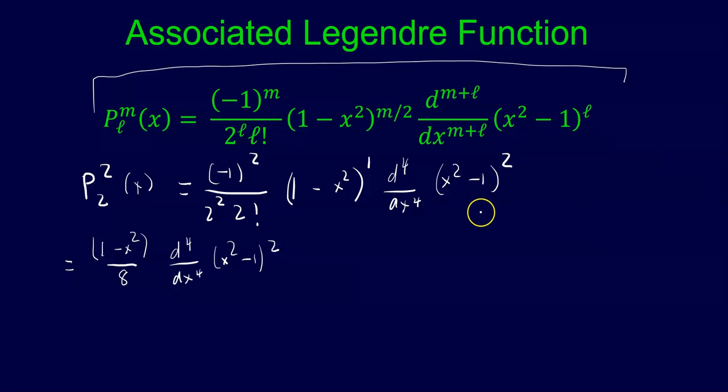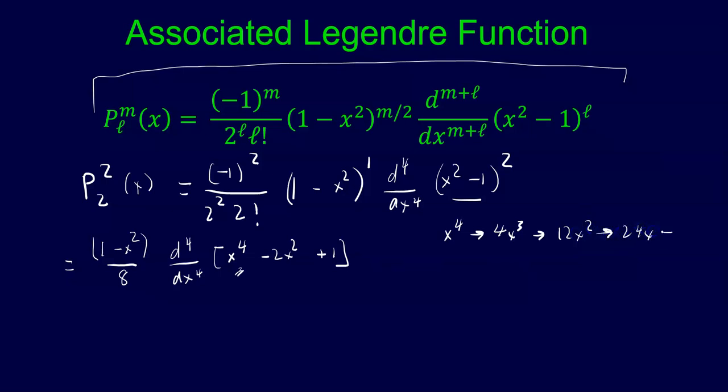Again, it's probably a good idea to go through and do this. But for me, I'll just write it out. I think it's easier to write it out in terms of actually taking that square. So I'm just going to square x squared minus 1 and write those terms out. Hopefully you can see that for taking 4 derivatives, only the x to the 4th piece is going to survive. If I start out with x to the 4th, my first derivative would be 4x cubed. My next derivative would be 12x squared. Next one, 24x. And finally, the fourth derivative would just be 24.